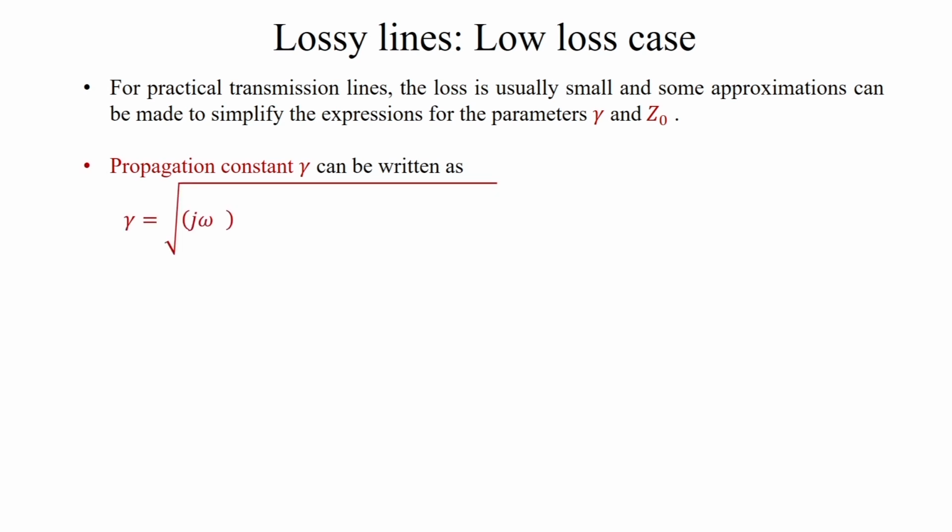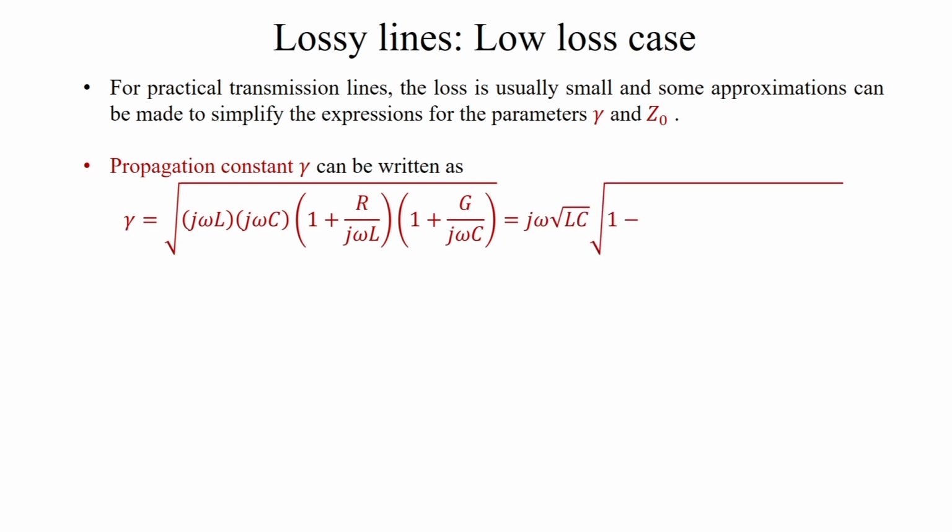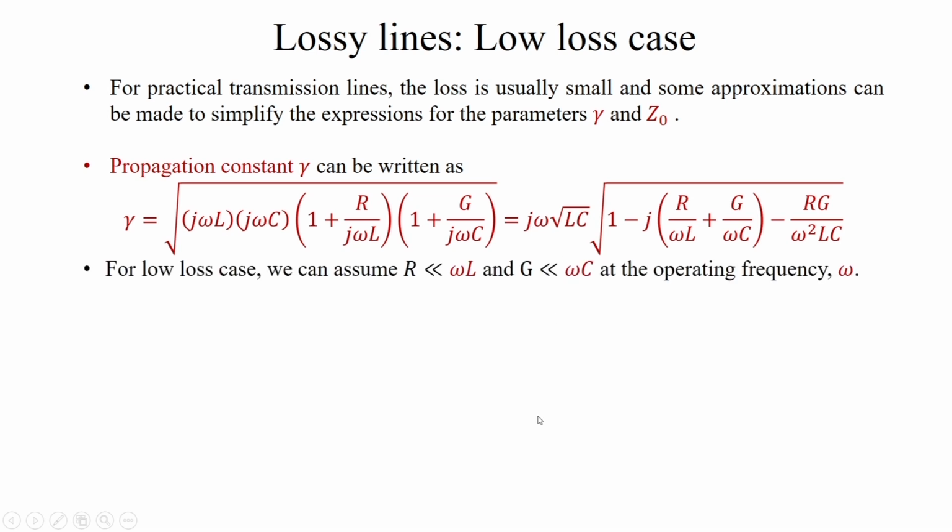So, we can rewrite the propagation constant in this form, and which can be rewritten in the form shown, where we have j omega root LC taken out, and we have written in the form R by omega L, G by omega C.